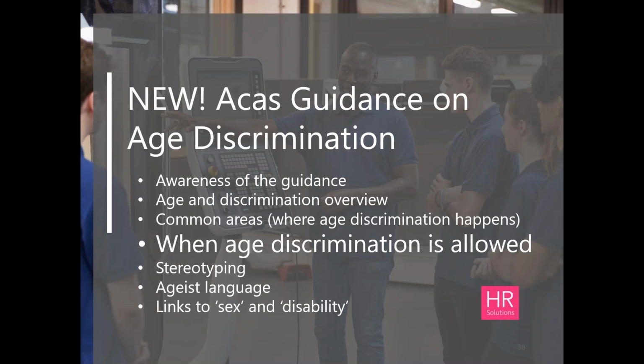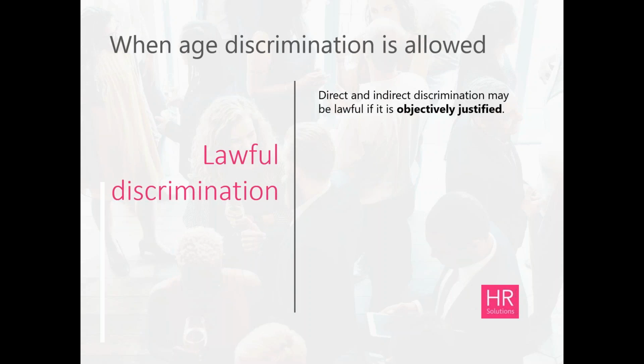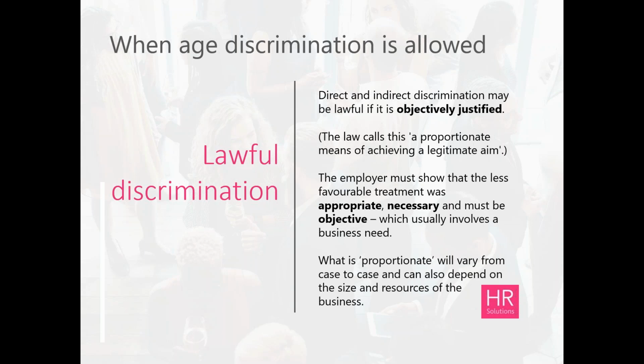So on when age discrimination is allowed, I thought it was important to look at this area that was highlighted in the guidance. We're going to have a whip through. When discrimination is lawful, sounds easy, but discrimination is not always unlawful. Direct and indirect discrimination can be objectively justified in limited circumstances, and this is what the law calls a proportionate means of achieving a legitimate aim. To achieve that, an employer must show that the treatment was appropriate, necessary and objective, and it usually needs a business need to justify it, but it is sometimes possible that discrimination is lawful.